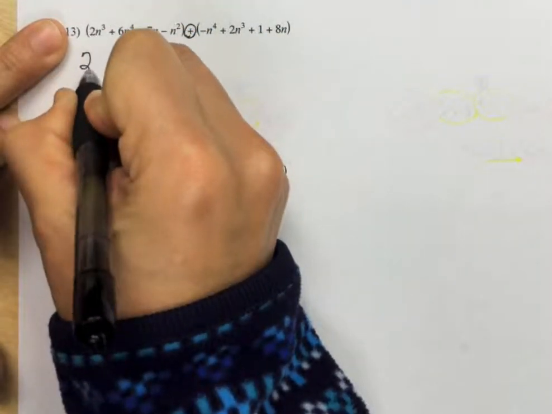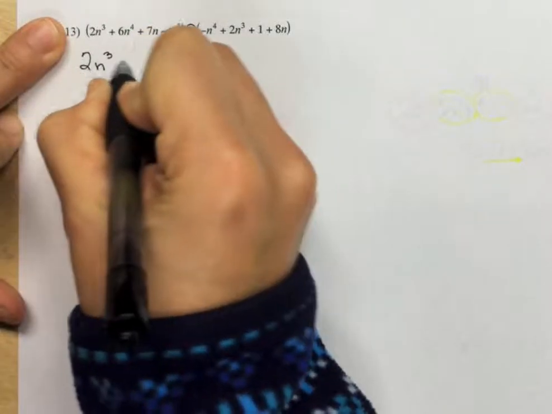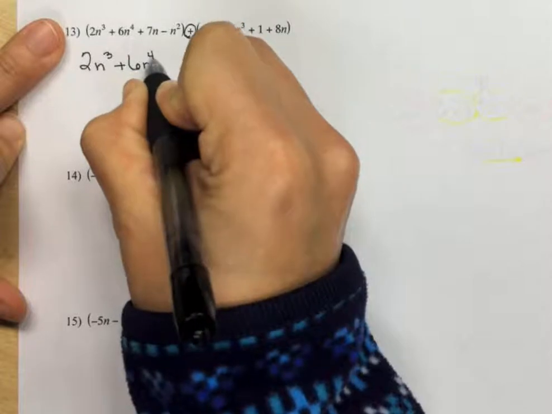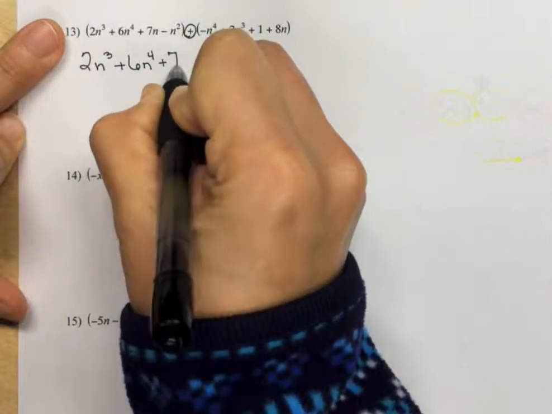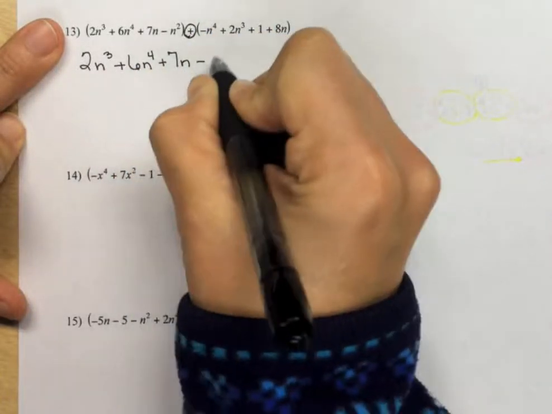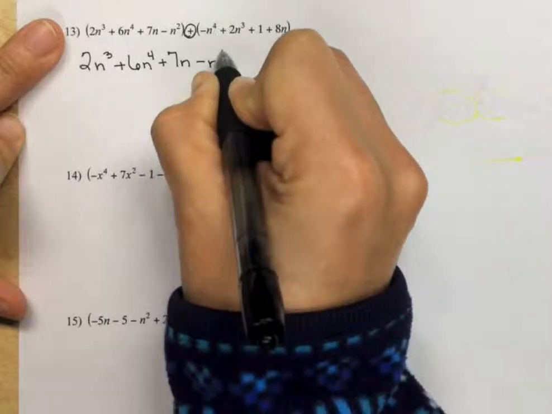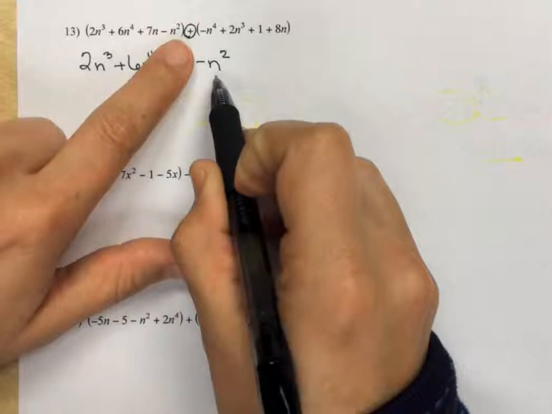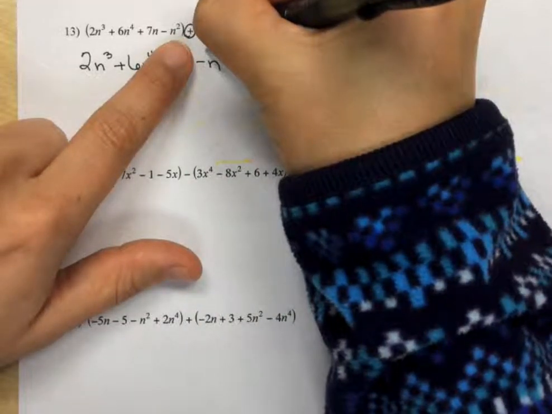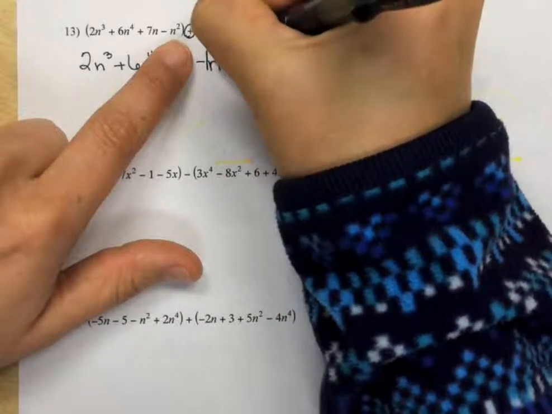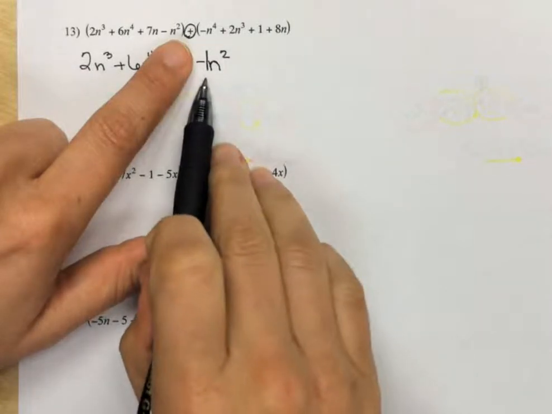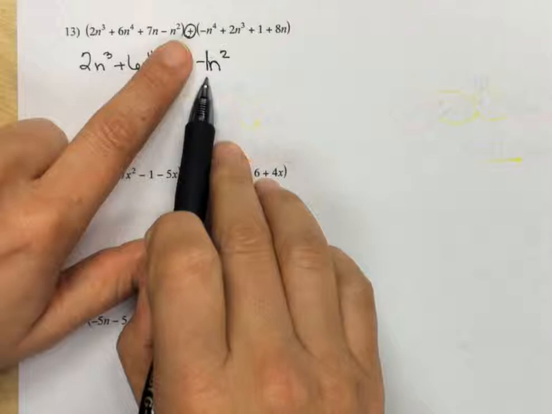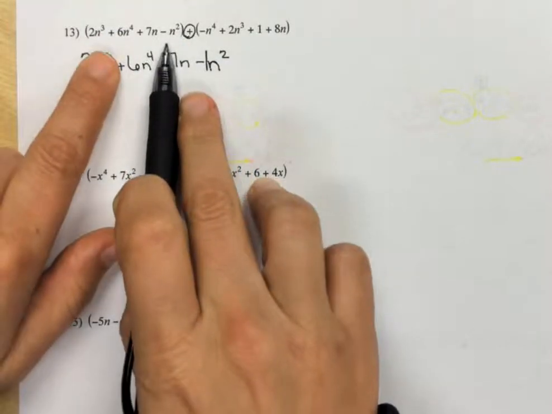So we have 2n to the third plus 6n to the fourth plus 7n minus n squared. Now I know that when n is by itself, we always have a magic number 1. I always write my 1 in so I don't forget to add or subtract that. These are my first 4 terms.